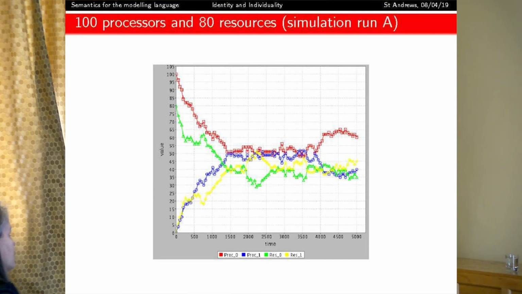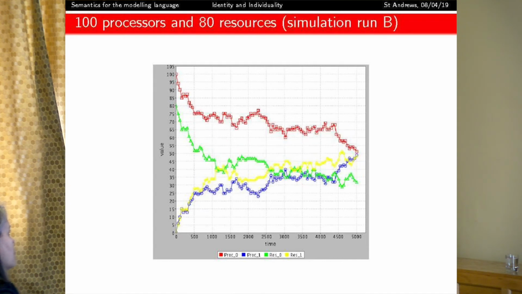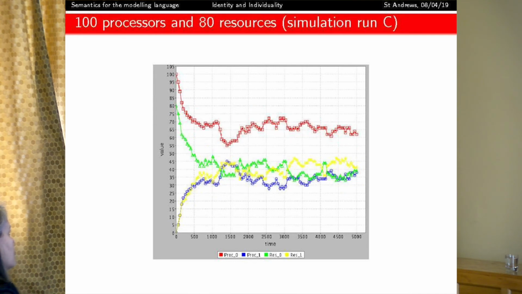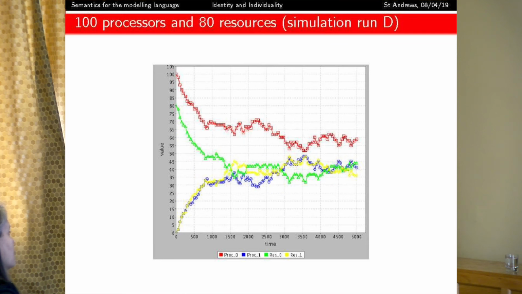So here's our example again with 100 processors and 8 resources this time. This looks okay, so maybe it's kind of reaching a steady state here. But then we do another run, and it's actually quite different. Okay, so just single runs, and then another one, and then another one again.